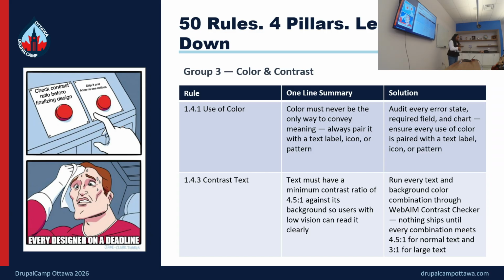Moving on to the next one, that is 1.4.3, contrast text, the one that we saw in the introduction slide. Text must have a minimum contrast ratio of 4.5:1 against its background, so the user with low vision can see or read the content clearly. Simple solution: run every text and background color combination through any tool that is available online. We have WAVE, color contrast checker, and make sure that these ratios are matched.